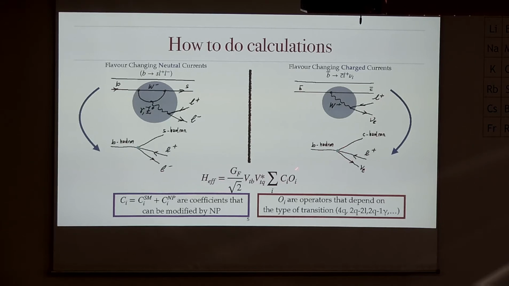And then you have some coefficients, these C's, that can be computed, and can be computed in pretty much any theory, in the standard model or in the new physics theory that you want. So these coefficients essentially can be split into the standard model contribution and the new physics contribution. So the idea is to measure something and then try to see if these coefficients are different from 0. This would be the main idea. This will become relevant in a few slides.